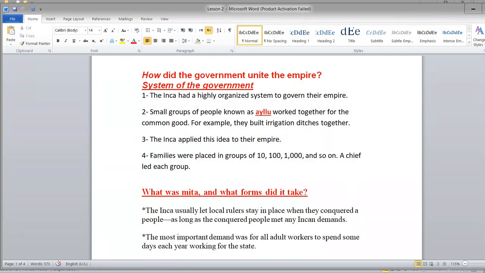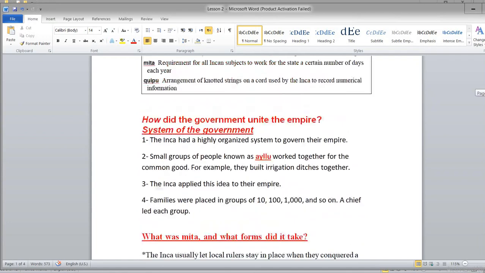So, for example, families were divided into groups. Each group couldn't be less than 10, 100, or 1,000. As you see, they used the decimal system by adding zeros, like 10, 100, 1,000, and so on. Like 10,000, or 100,000, or a million. So as you see, lots of zeros here. That was the decimal system that they used to divide families upon. Okay?